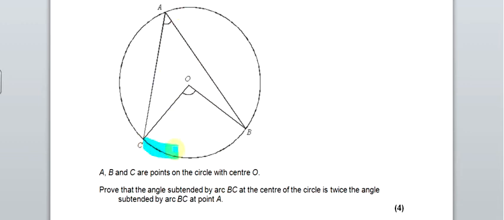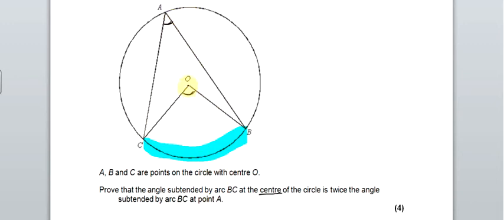So here's arc BC, and as you can see, there are two angles subtended or standing on it. So the one at the centre of the circle, that's this one here, that's standing on it. And this one up here, this is also standing on the same arc. So that's all it means. So how do we prove this?